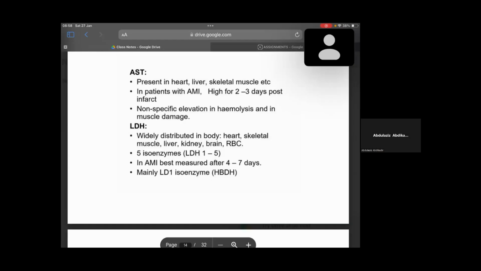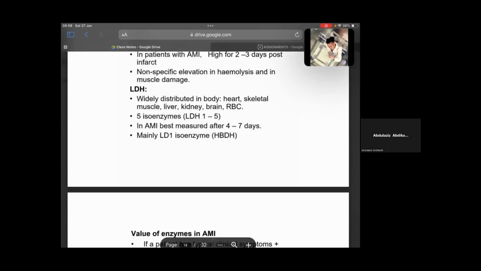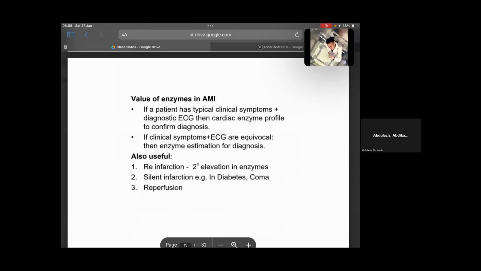The other biomarkers. Acute myocardial infarction is best measured after 4 to 7 days. That's what I was telling you. There's an MCQ that likes to come, where someone came after this number of days. So the value, this is what I was telling you.